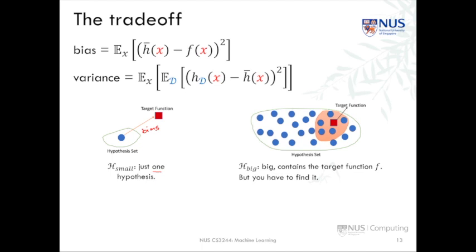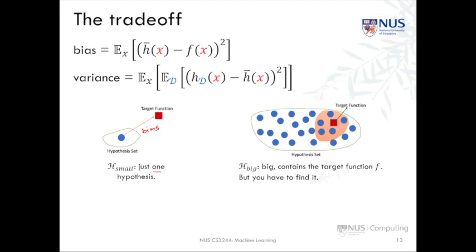On the other hand, when H is really large, we have a very good chance of encompassing the target function. So here, we can see from all these blue dots that the target function of a red square is actually within the capability of our hypothesis set to model. But the problem is we have to actually find a target function, and that depends on the specific draws of the data sets D.